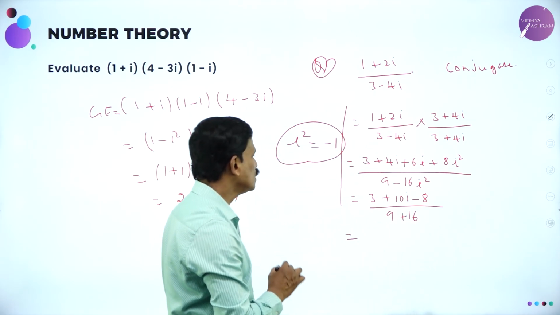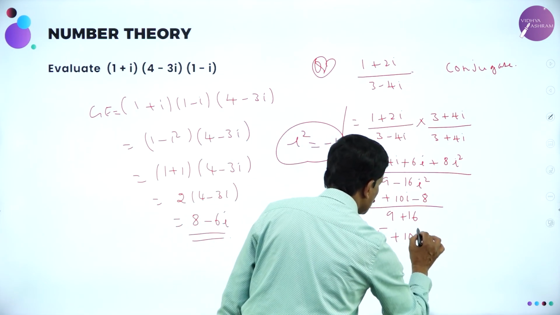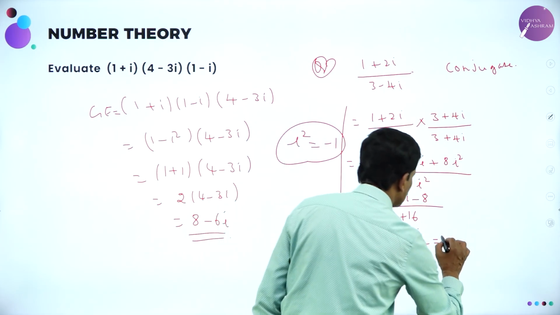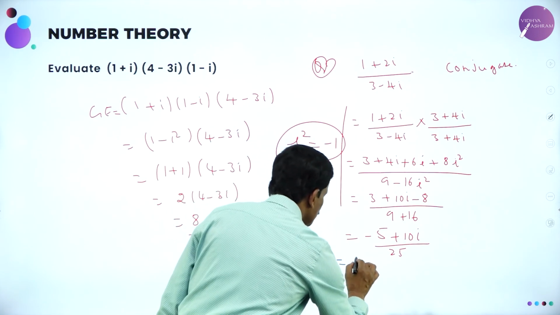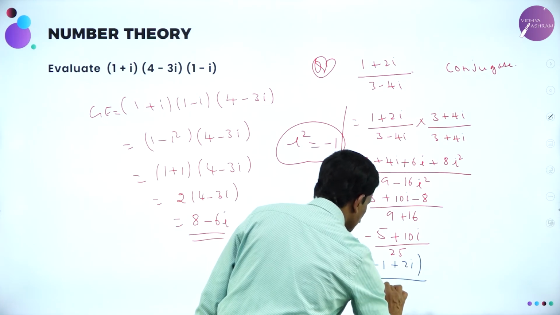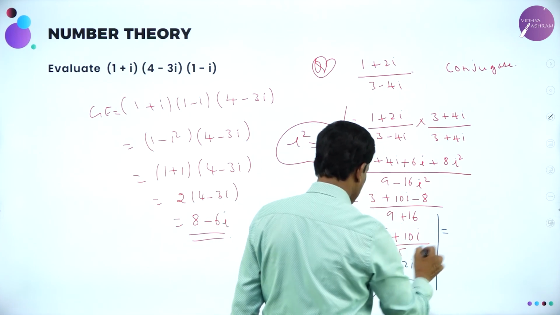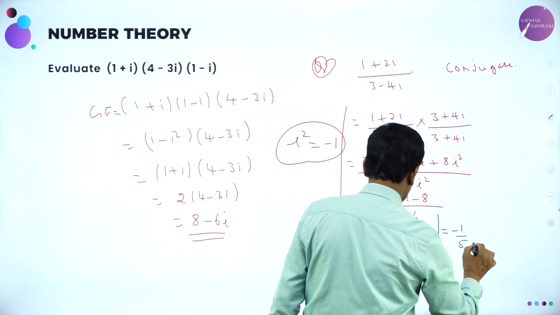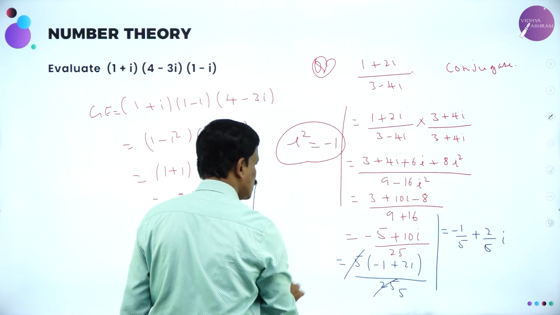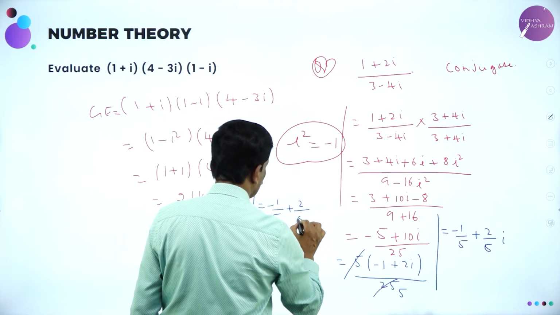What is this equal to? 3 minus 8 is minus 5 plus 10 into i divided by 25. This can also be written as term by term division, or you can take the common factor. 5 is the common factor, minus 1 plus 2i divided by 25. You can divide by 5. 5 5s get cancelled. So what is left over is minus 1 by 5 plus 2 by 5 into i. So what is the answer you obtained here? Minus 1 by 5 plus 2 by 5 into i.